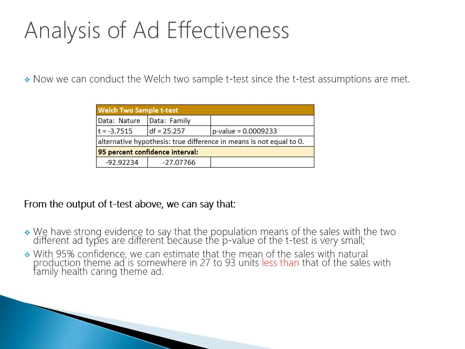With 95% confidence, we can estimate that the mean of the sales with the natural production theme ad is somewhere between 27 and 93 units less than that of the sales with the family health caring theme ad. We really didn't talk about t-tests or the Welch test too much, but understand that this is a test we can use to corroborate our findings. So the conclusion is that the ad with the theme of family health caring is in fact better.